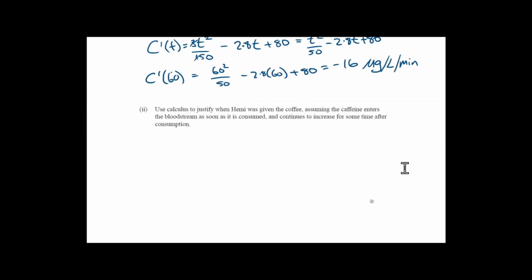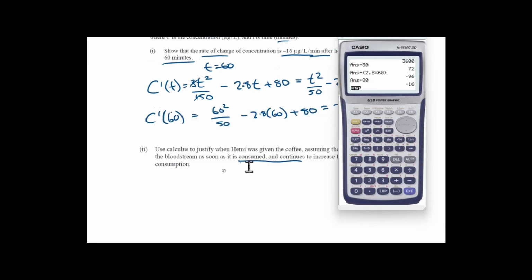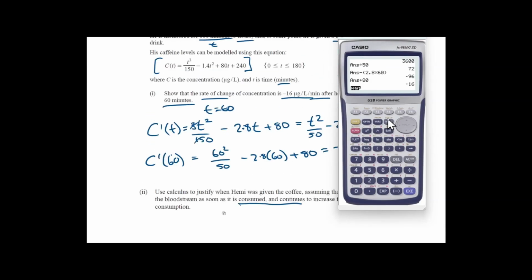But wait, there's more. Use calculus to justify when Henry was given the coffee, assuming the caffeine enters the bloodstream as soon as it is consumed and continues to increase for some time after consumption. That's not necessarily true, but let's pretend that it is. So I've taken the graph of the concentration in his bloodstream. I'll just show you what it looks like.